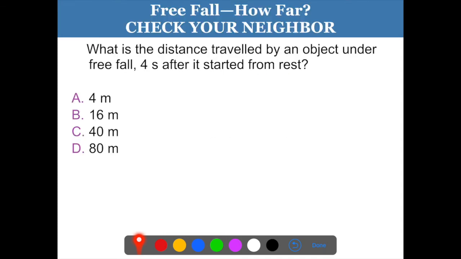All right, so try this problem out. You have an object that's undergoing free fall. It started from rest. What will be the distance traveled by the object after 4 seconds from the time that it started from rest?